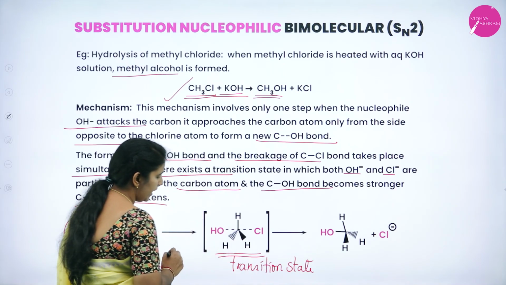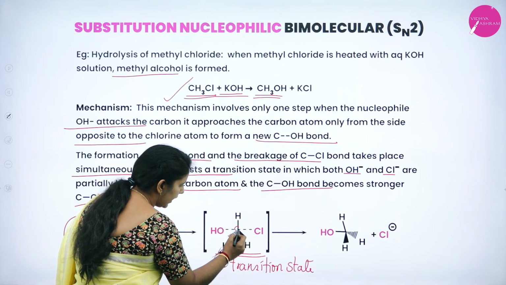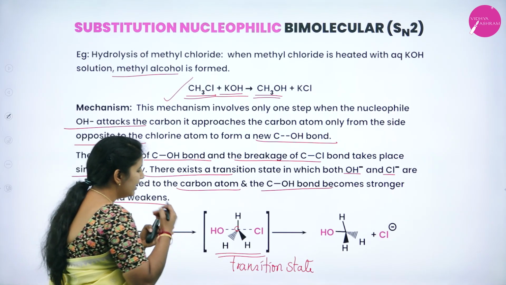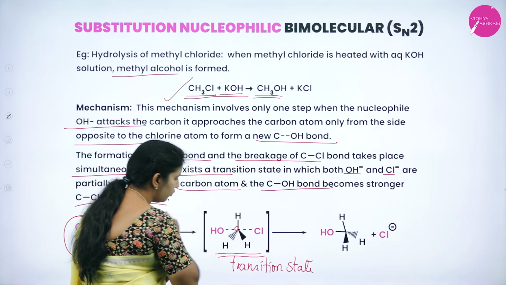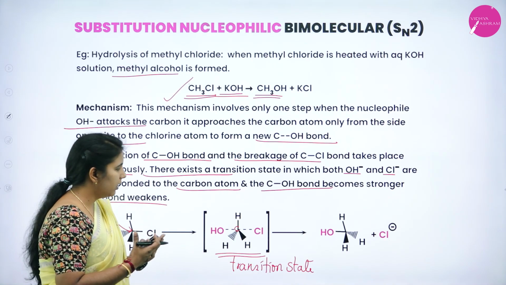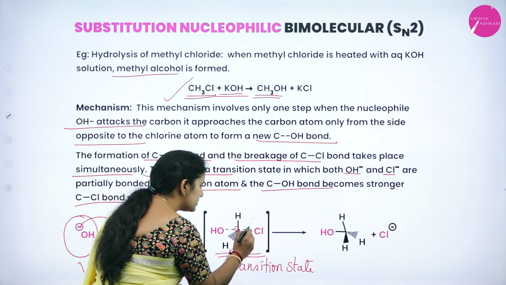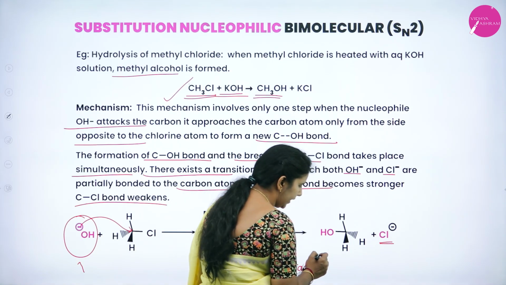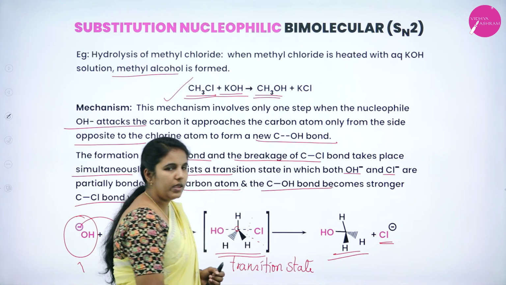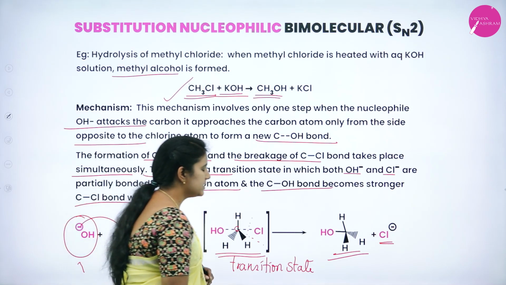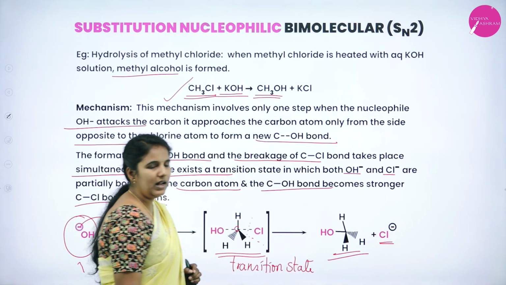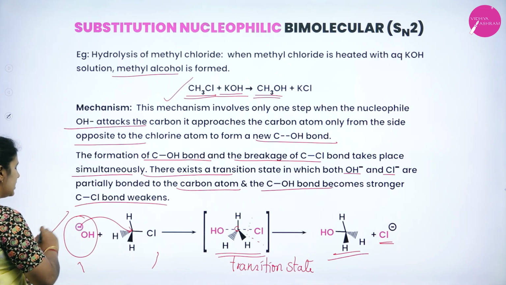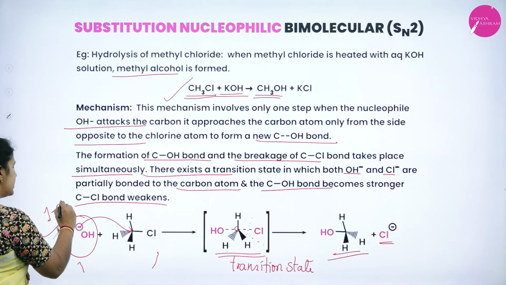So what will happen? The bond between the carbon and the Cl is going to be weakened, whereas the bond between the carbon and OH will become stronger. Once the bond has become very weak, it gets separated out in the form of a halide ion, and there is a formation of alcohol, and it is named as what? Methyl alcohol. Remember, the reaction is taking place in only one step.